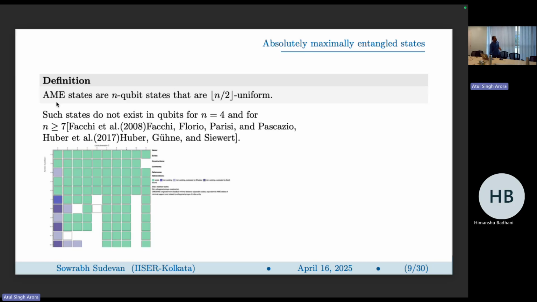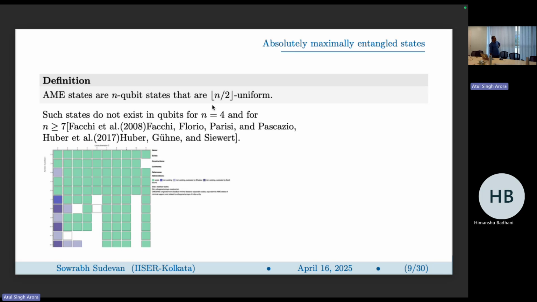And now this is a kind of popular topic. There are a lot of people who work on this stuff called absolutely maximally entangled states. These are n-qubit states that are floor of n by 2 uniform. This is the maximum possible because both sides should have the same entropy. You can prove this from simple algebra: you have a two-party system, you look at the entropy of part A, and that will be equal to the entropy of part B. From that, you can show that the maximum amount of entanglement will be n by 2 bits of entanglement. States which saturate this, which reach this highest amount, are called absolutely maximally entangled states.